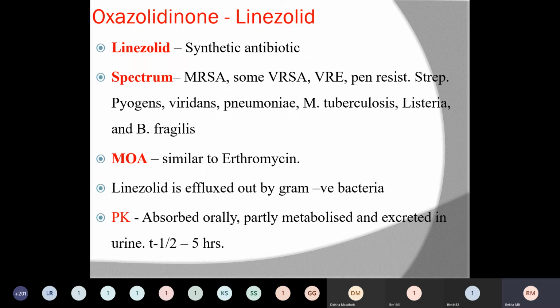It is also effective against Streptococcus pyogenes, Streptococcus viridans, Streptococcus pneumoniae, Mycobacterium tuberculosis, Listeria, and the anaerobic organism that is Bacteroides fragilis. Mechanism of action is similar to erythromycin. So it also inhibits the translocation step during the bacterial protein synthesis. Development of resistance to linezolid is less, but still some organisms have developed resistance to linezolid by developing an active efflux mechanism. Pharmacokinetics, it is absorbed orally, it is partly metabolized in the liver and it is excreted in urine. Its half-life is around 5 hours.